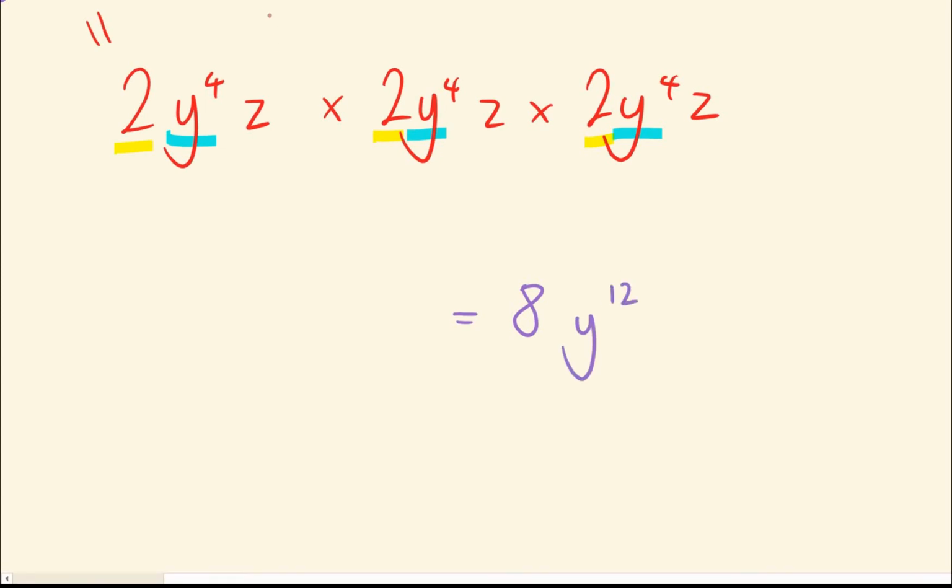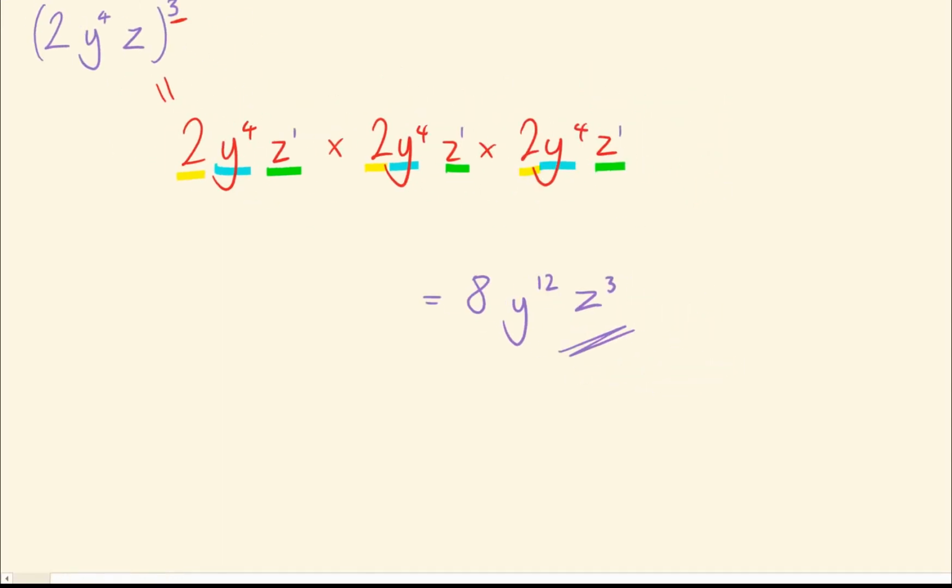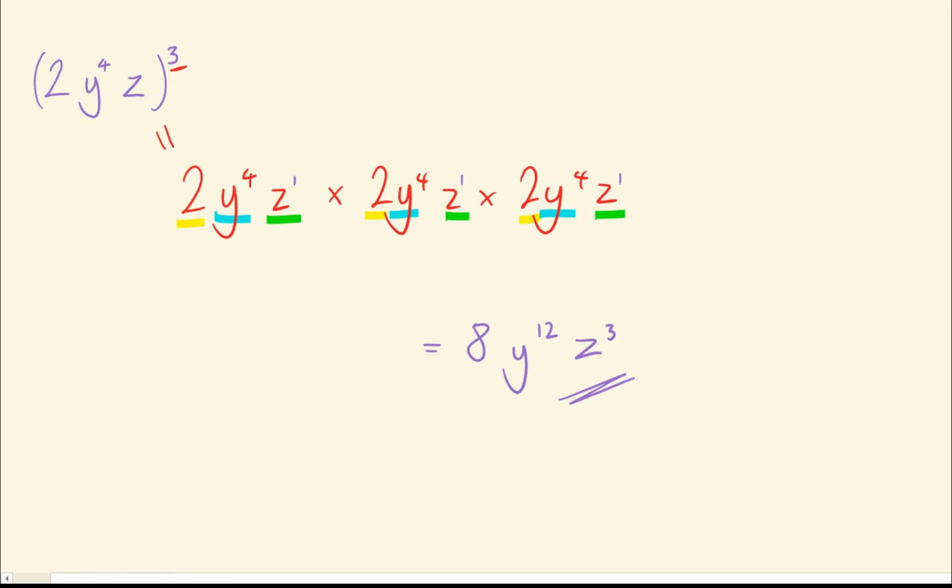We have no letters for the z's, so that means that number is 1. And again, we add those powers, so 1 plus 1 plus 1 is 3. So it will be 8y to the 12, z to the 3, or z cubed. And that's it. So for these questions, make sure you remember what the cube means, write it out in long form, and then solve it the exact same way we'll do for multiplication. Do each number and letter separately.